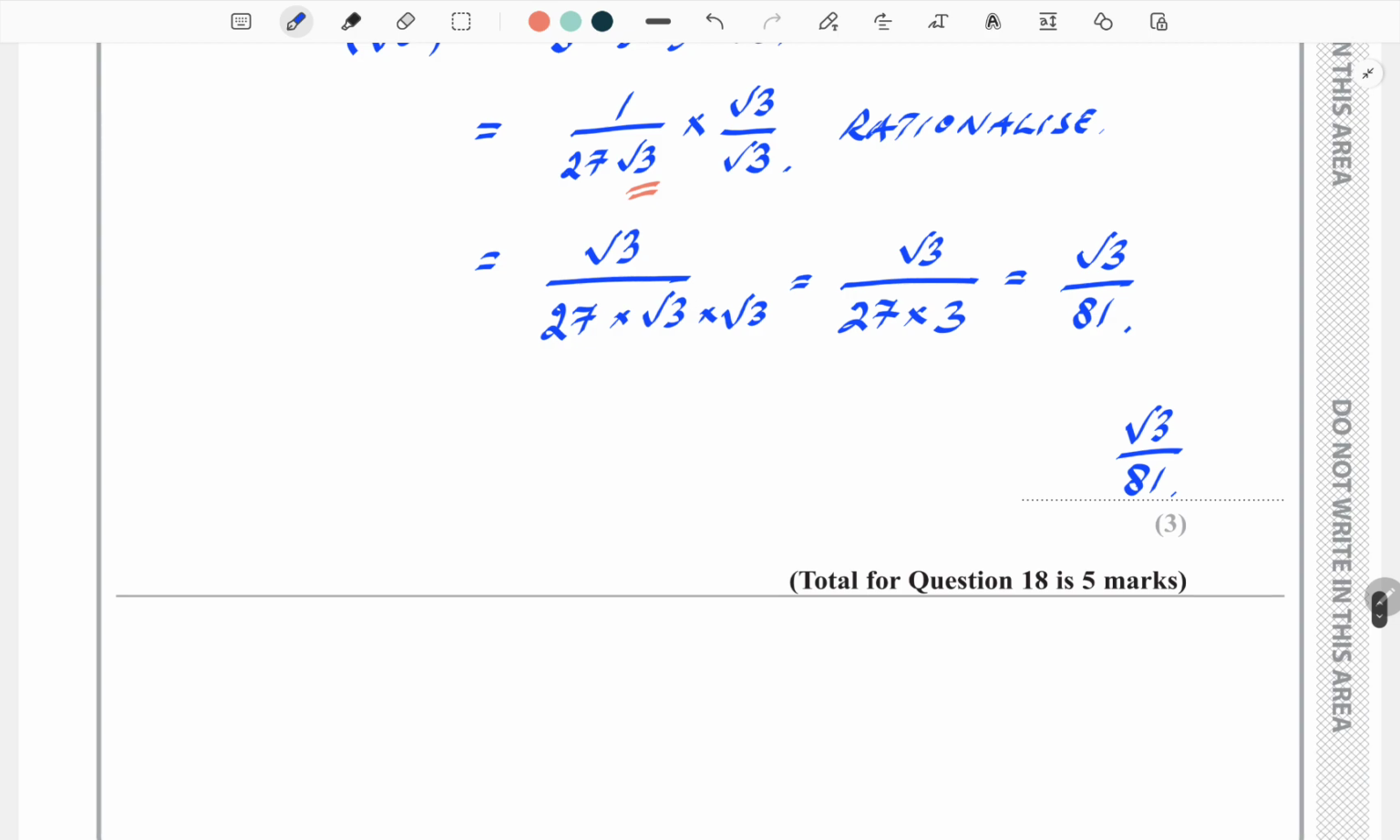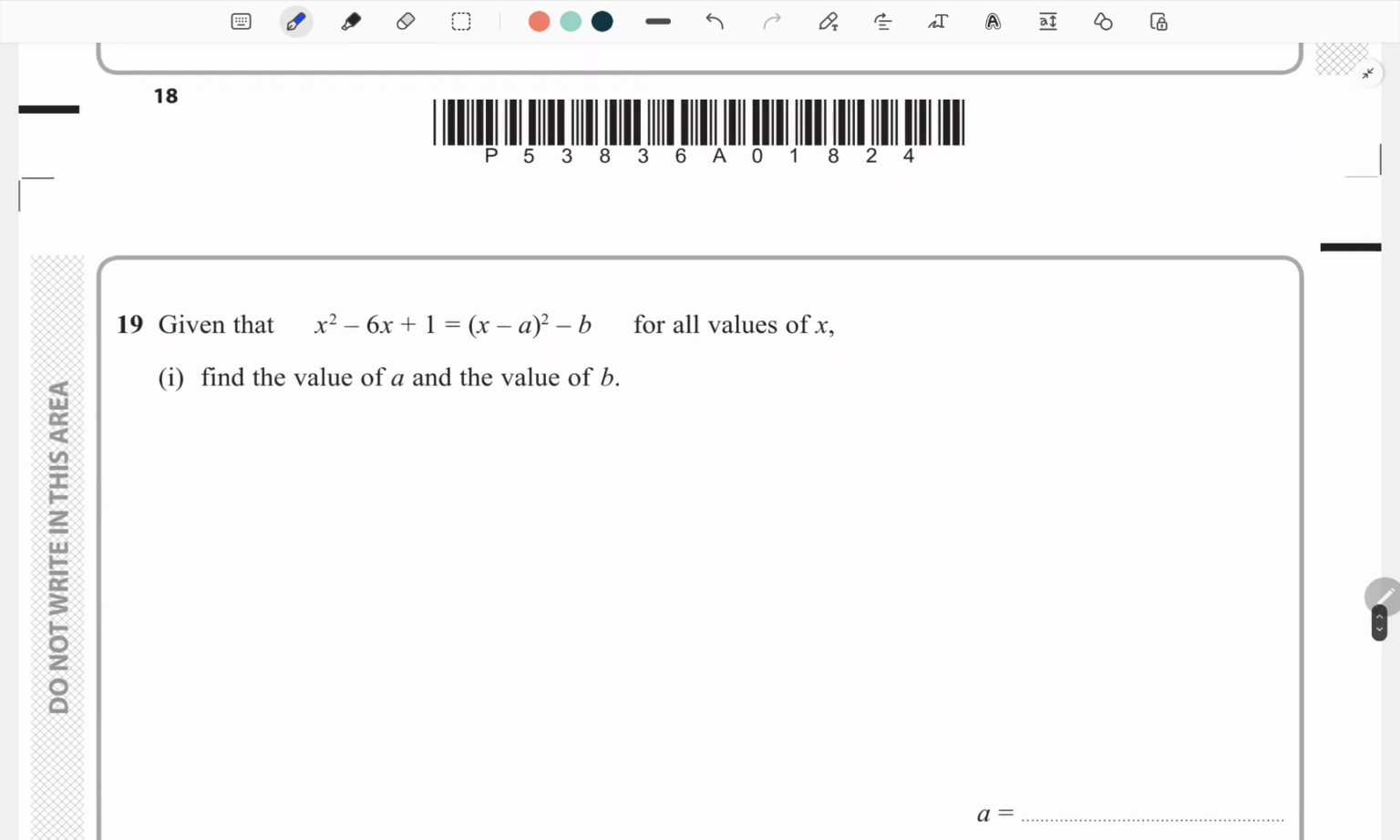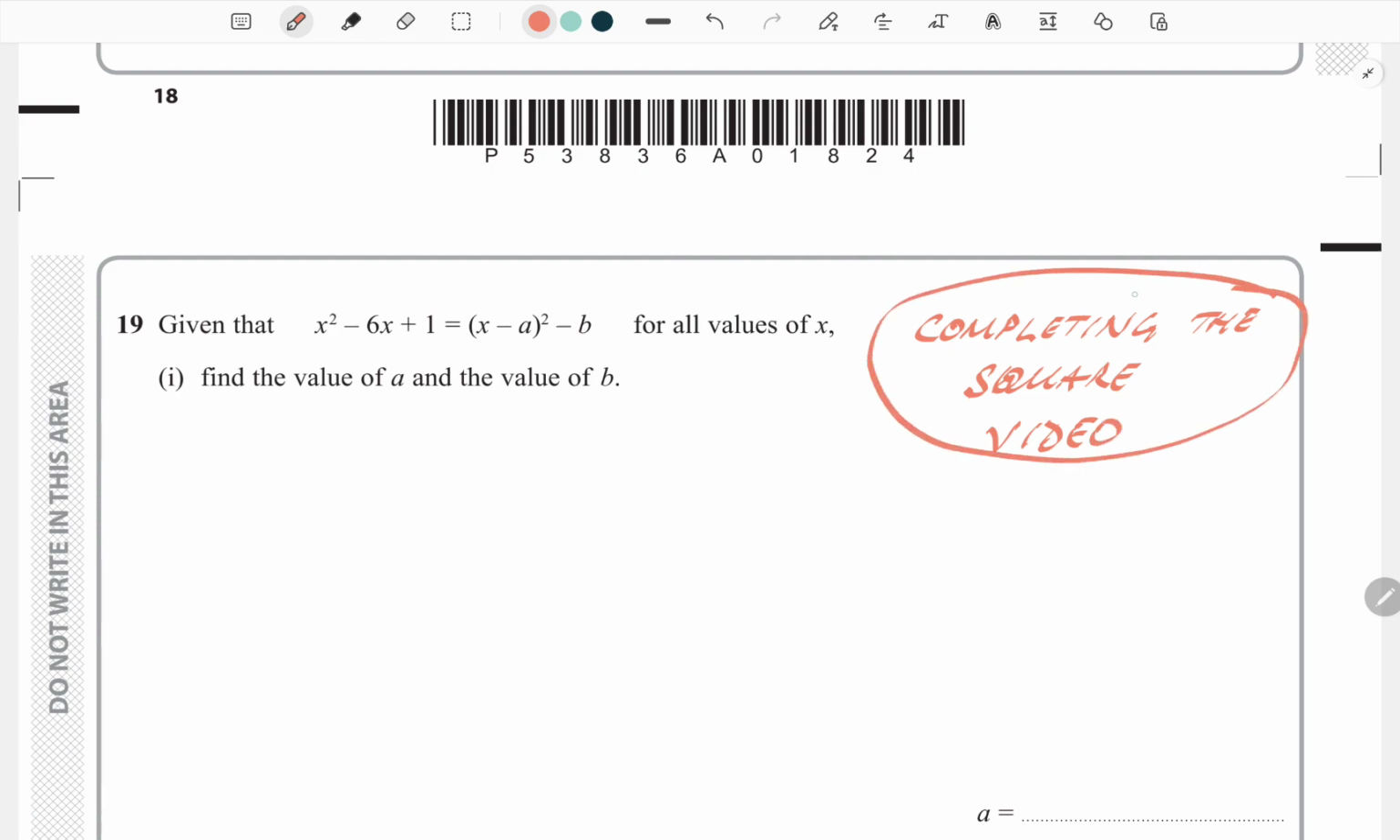Right, let's move on to the next question, number 19. And this one, those of you who are sharp-eyed and alert will see straight away that that is a completing the square question. And again, I've done a nice detailed video on completing the square for quadratics and the techniques, even for the more difficult versions. So please, do check that out if you need to revise that.